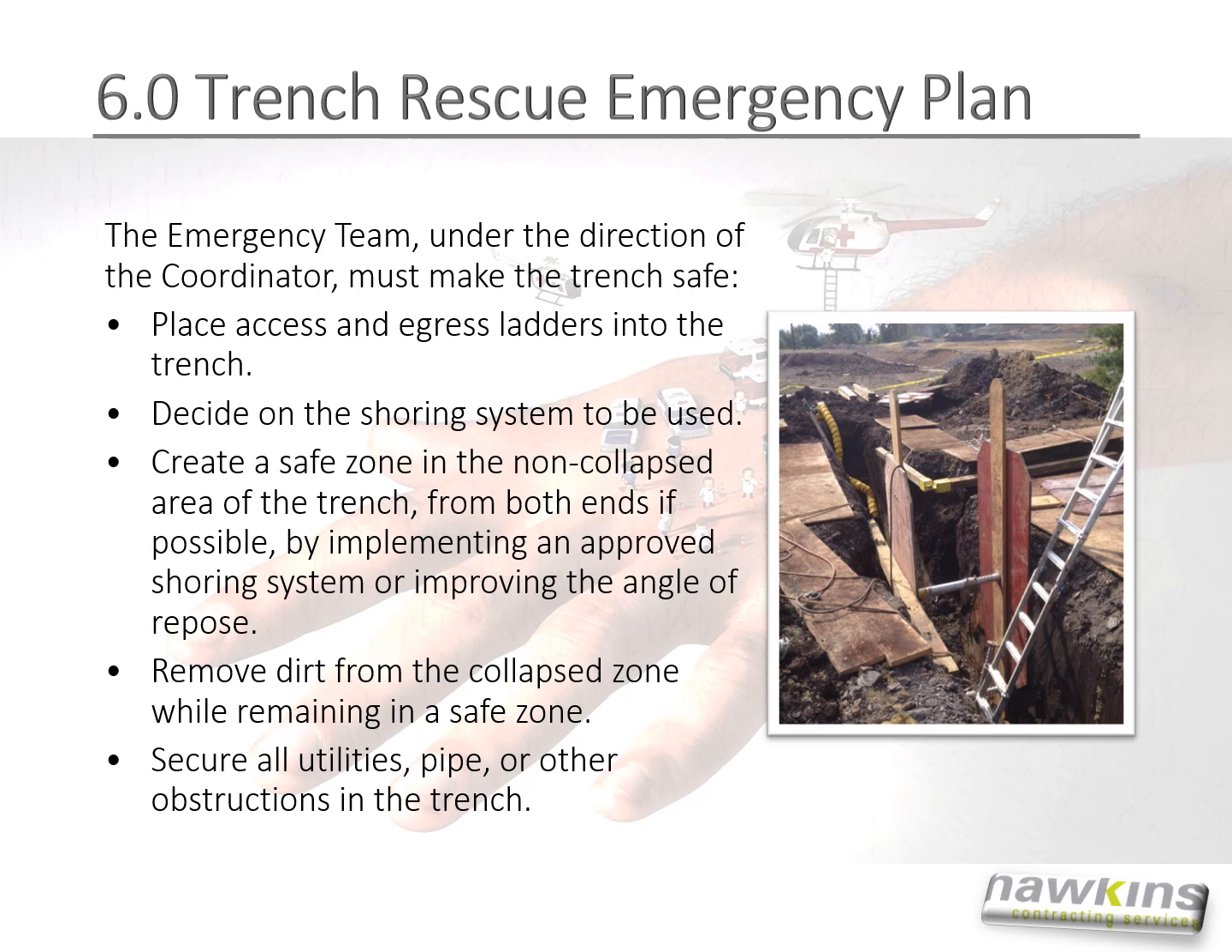During a trench rescue emergency plan, the emergency team, under the direction of the coordinator, must make the trench safe. Place access and egress ladders into the trench. Decide on the shoring system to be used. Create a safe zone in the non-collapsed area of the trench from both ends if possible by implementing an approved shoring system or improving the angle of repose. Remove dirt from the collapse zone while remaining in a safe zone, and secure all utilities, pipe, or other obstructions in the trench.